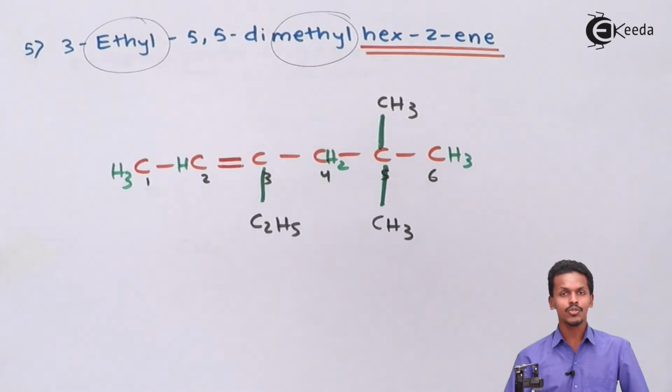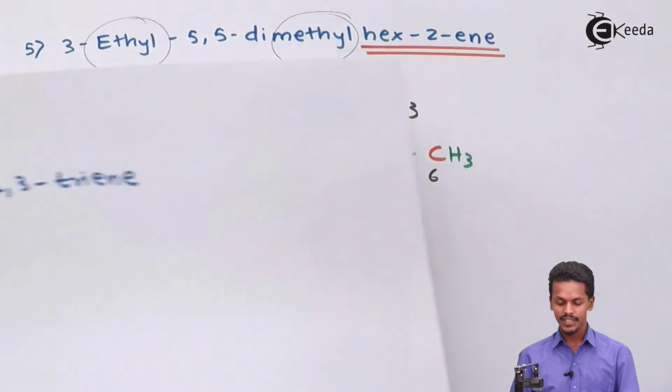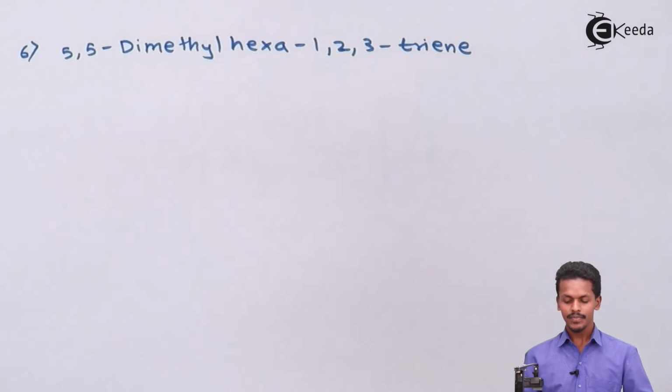So a very easy task to draw the structural formula of the IUPAC nomenclature that has been provided to us. Now let us move on to the last one, that is this one, for which we have to draw the structural formula.